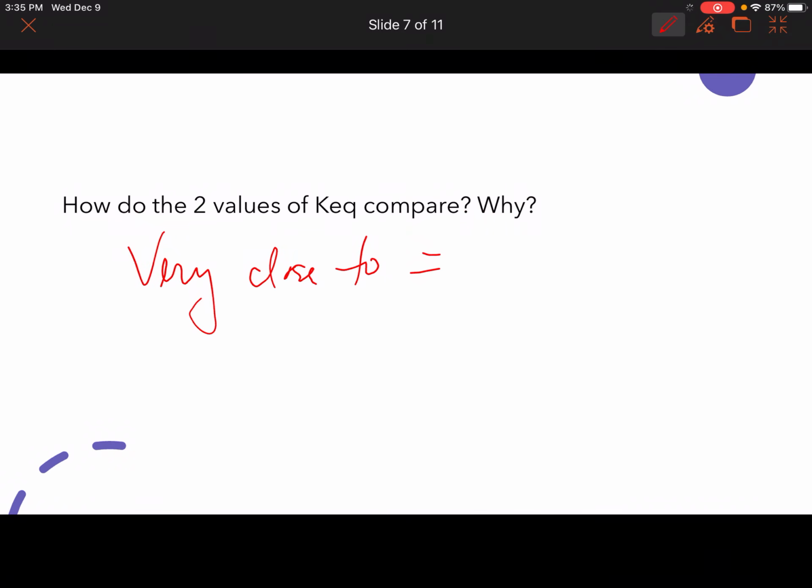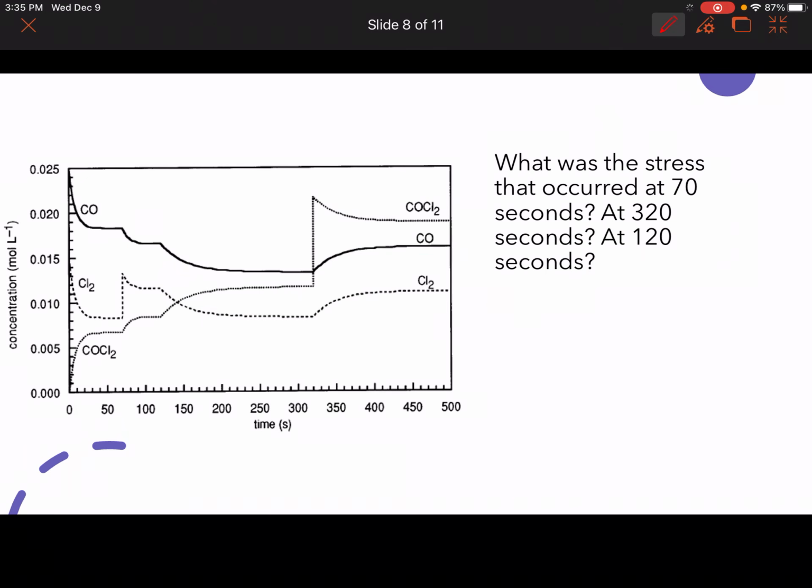Now, this is true except for when the stress is temperature. When the stress is temperature, that changes things, because we know that increasing the temperature is going to increase both rates of the reaction. So if it's just the addition of a certain substance or volume issues, the KAQs will be very similar, but when the stress is temperature, they'll change more.